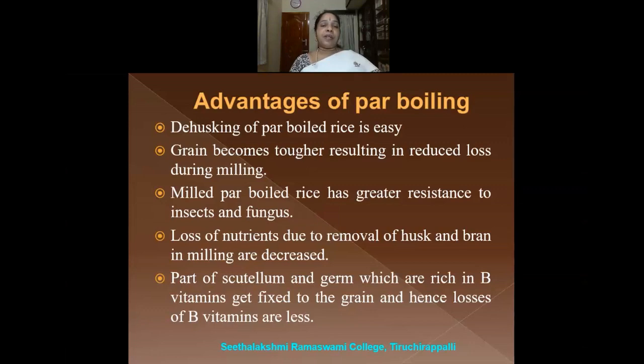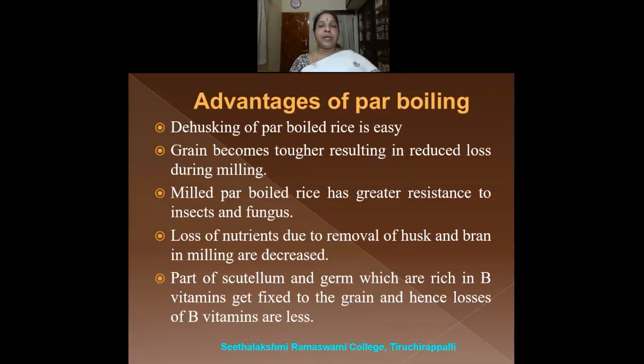So, what happens in the raw rice? The husk, bran, etc. are completely removed. But while we are parboiling, we are soaking the paddy in water. During the soaking process, a part of the nutrients that are present in the bran penetrate into the rice grains, and therefore the loss of nutrients is less in the parboiled rice when compared to the raw rice. Part of scutellum and germ that are rich in B vitamins get fixed to the grain, and therefore loss of B vitamins is less.